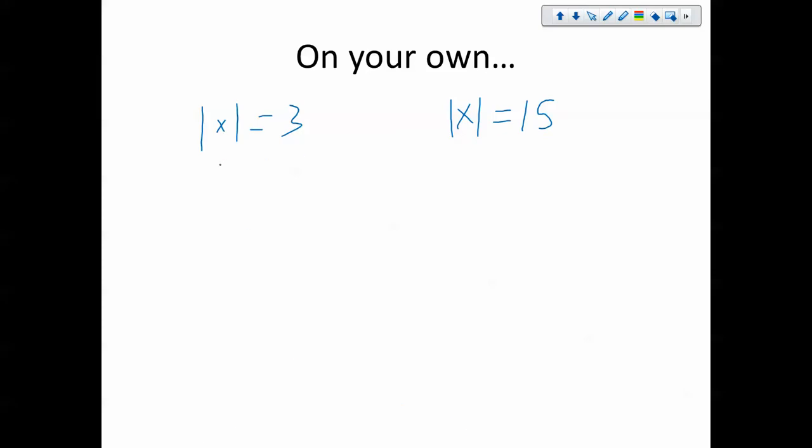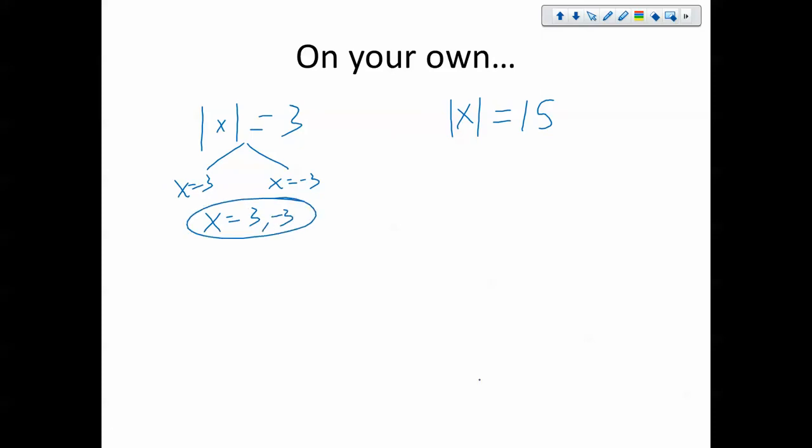The absolute value of x equals 3 is saying what values have a distance away from 0 of 3. So we split that up. That's x equals 3 and x equals negative 3. So our solution is 3 and negative 3.